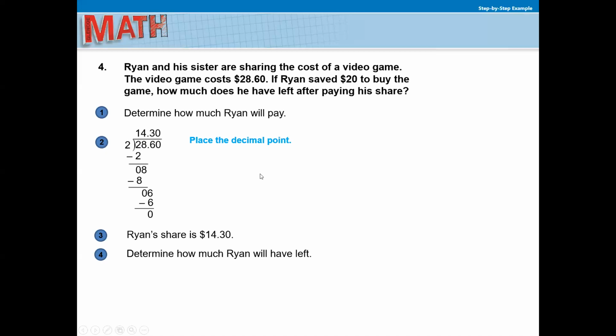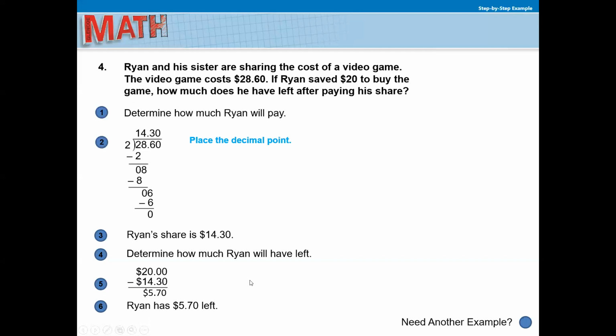Determine how much Ryan will have left. If he started with $20, he subtracts what he spent, $14.30, he's going to get $5.70. Be careful with subtraction like this. There's lots of borrowing. Ryan has $5.70 left.